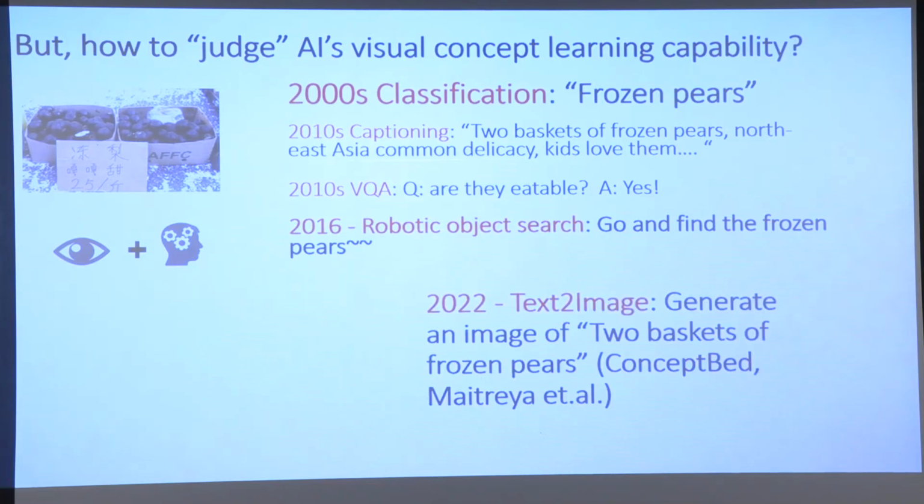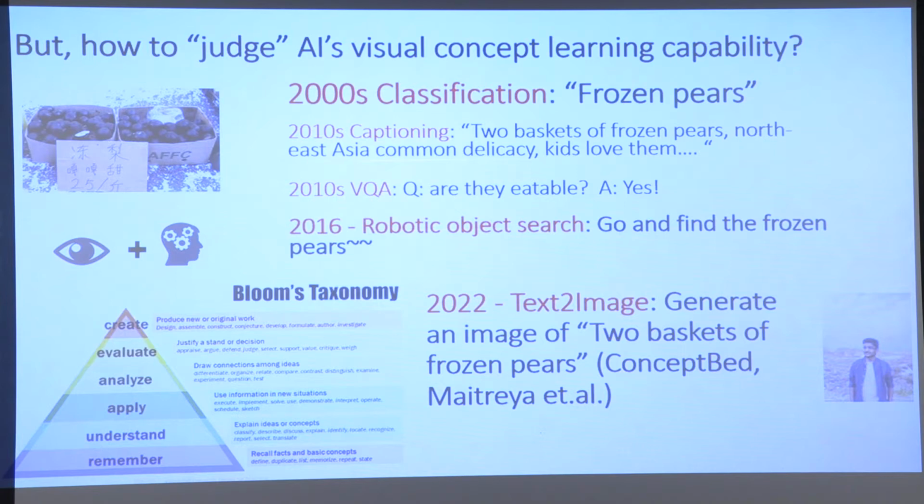And then many of you are probably very familiar with nowadays, it's getting into the generative era. So instead of challenging the system to recognize, to do discriminative things, we are trying to challenge the system to generate, for example, an image of 2 baskets of frozen pears. A lot of the research on concept bed and the related work, which I'm going to go over later, is from my student Maitreya.